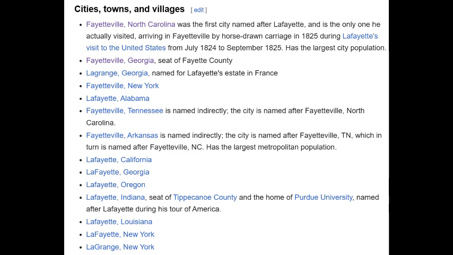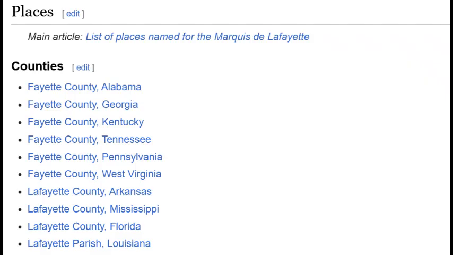Fayetteville, New York, Lafayette, Alabama, Fayetteville, Tennessee, Fayetteville, Arkansas, Lafayette, California, Lafayette, Georgia, Lafayette, Oregon, Lafayette, Indiana, Lafayette, Louisiana, Lafayette, New York, and LaGrange, New York. Then out of places, we got Fayette County, Alabama, Georgia, Kentucky, Tennessee, Pennsylvania, West Virginia, Arkansas, Mississippi, Florida, and Fayette Parish, Louisiana.